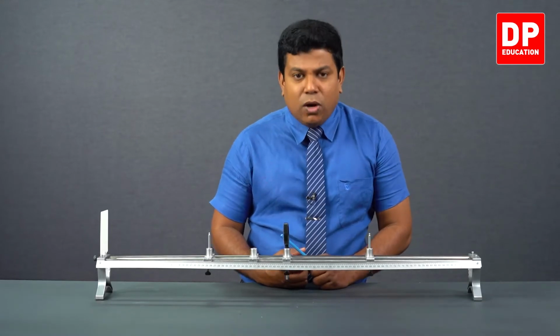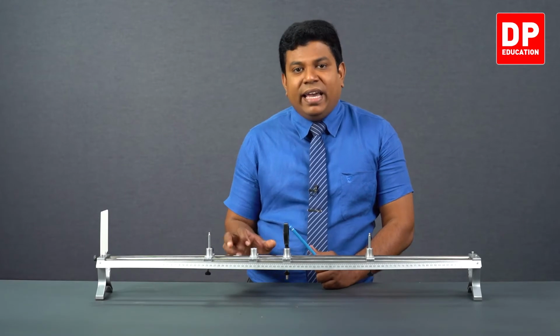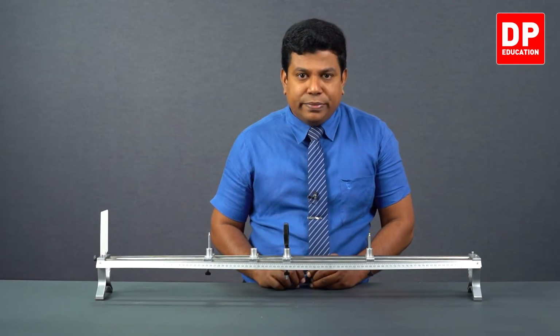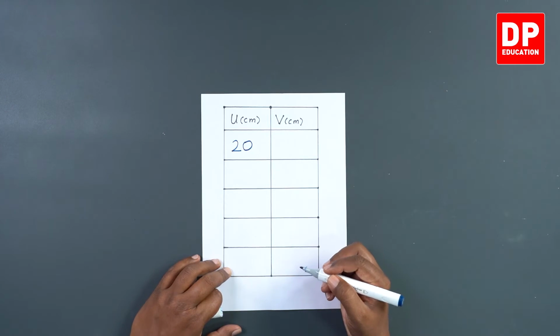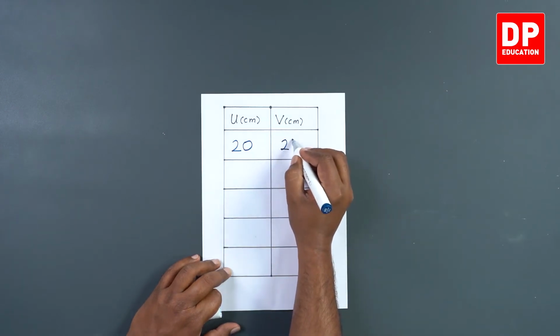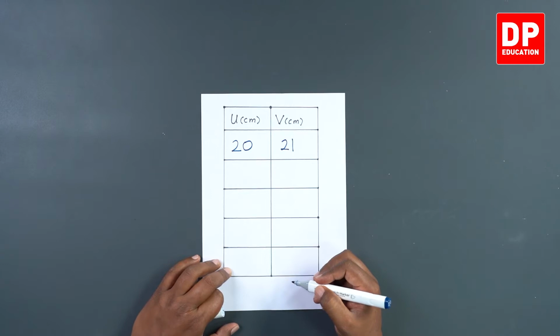For the moment, let's write down the distance we have got. U is 20 and V is 21 centimeter. Remember, I am not marking the signs. It was in the opposite direction, so actually, it has to be minus 21. But at this point, I am just marking the distance only. When I am drawing the graph, I will take care of all the signs. Now let's increase the object distance by 5 centimeter.